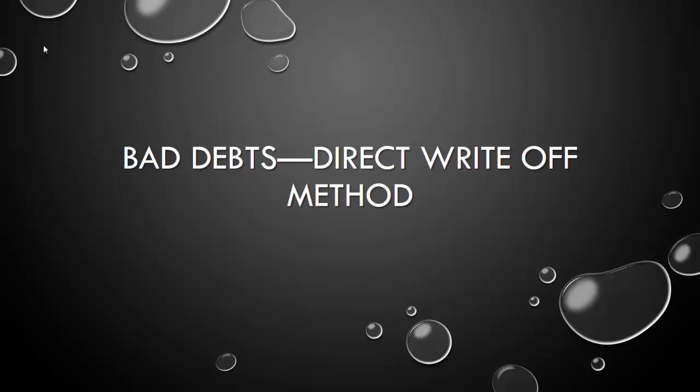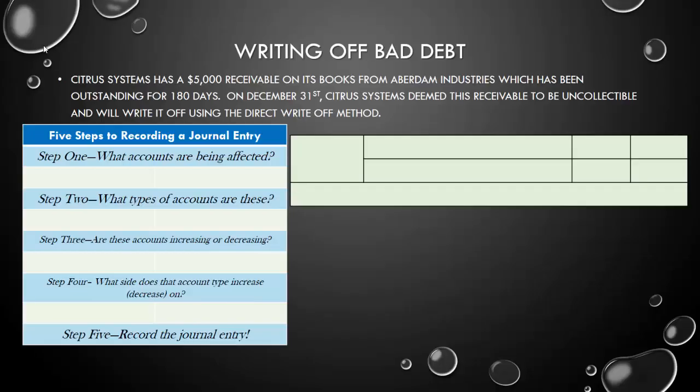Alright, let's do a quick and easy example of how to write off a bad debt using the direct write-off method. Citrus Systems has a $5,000 receivable on its books from Aberdam Industries, and this receivable has been on its books for 180 days. So Citrus Systems has deemed this to be uncollectible, and they're going to write it off using the direct write-off method.